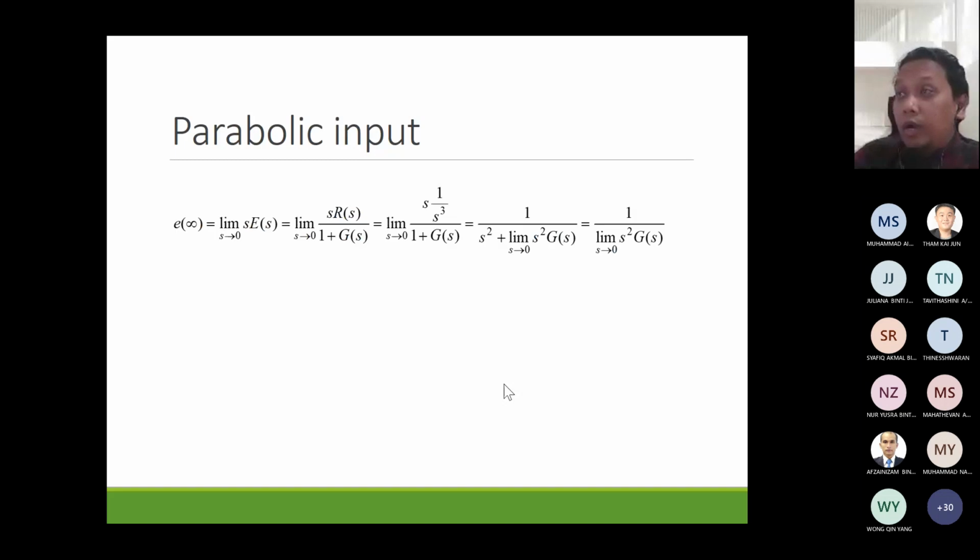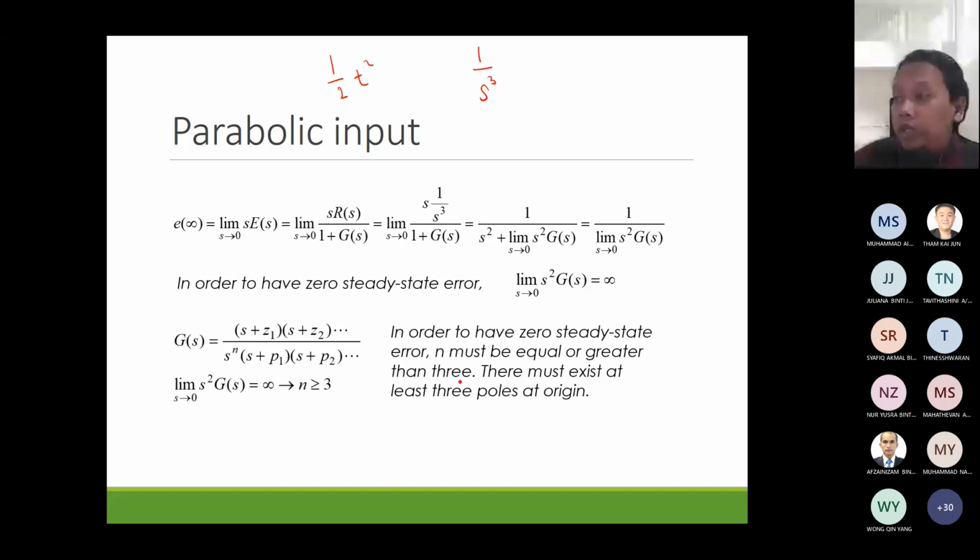Now let's look at parabolic input. For parabolic input, we have one half t squared, and in the frequency domain, it's 1 over s cubed. Similarly, using the same G, in order to have zero steady state error, n must be equal to or greater than 3. So you must have at least 3 poles at the origin. If we use n equals 2, then we have finite error. If we use n equals 1 or less, then we have infinite error. Okay, you can try to prove this by yourself.